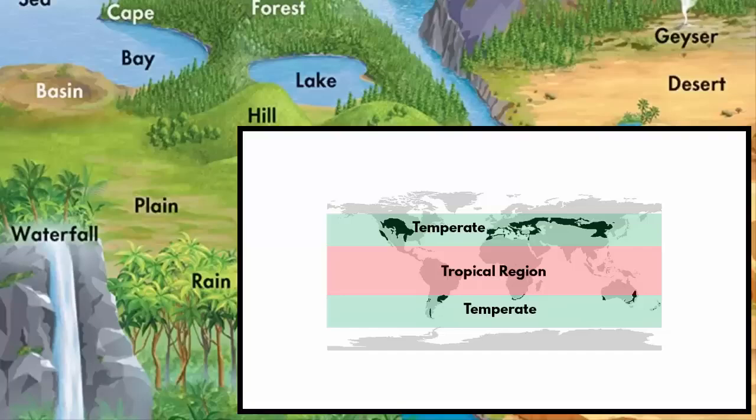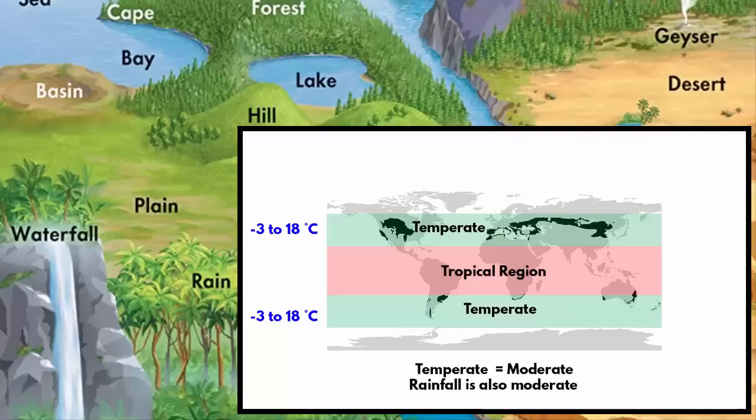If you look at the temperature in this region, it is somewhere between -3 to 18° Celsius. That means the average yearly temperature in this region are not extreme because the meaning of the word temperate is moderate. Even the precipitation is moderate here. That is why these temperate grasslands are a difficult place for tall plants and trees.